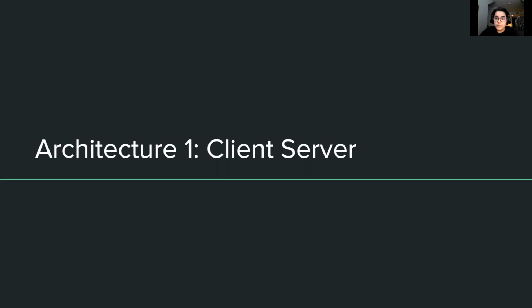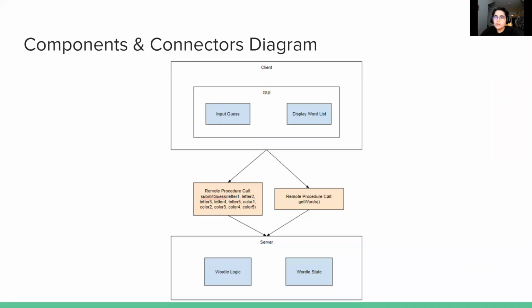That led to the possibility of these next 2 architectures that I'm going to be talking about, the first one being client-server. Here you can see there's the client and the server. Within the client, there is the GUI, and from the GUI, the client has the option to input guesses or display the word list. There are 2 associated remote procedure calls with that. The first one is submit guess, which takes in those letter and color data and submits that to the server. The second one simply retrieves the word list from the server.